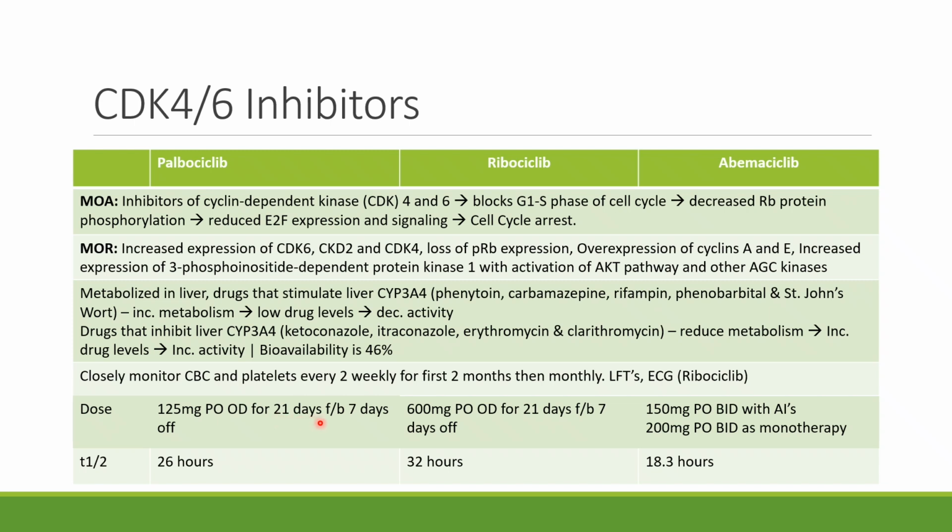And regarding doses of these three CDK4/6 inhibitors, Palbociclib is given as 125 mg per oral OD for 21 days followed by 7 days off, and Ribociclib is given 600 mg per oral OD for 21 days followed by 7 days off, while Abemaciclib is given 150 mg per oral BD with AIs and 200 mg per oral BID as monotherapy, and these are all given along with AIs. Regarding half-life, the elimination half-life of Palbociclib is 26 hours, Ribociclib is 32 hours, and Abemaciclib is 18.3 hours.